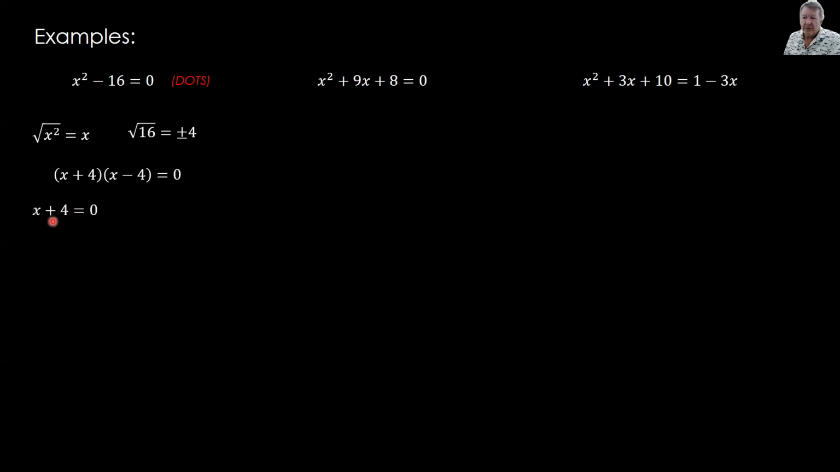So that becomes plus 4, goes over this side. So it's x equals -4. This one, x minus 4 equals 0. So this goes over the other side and becomes +4. So there's our two solutions.